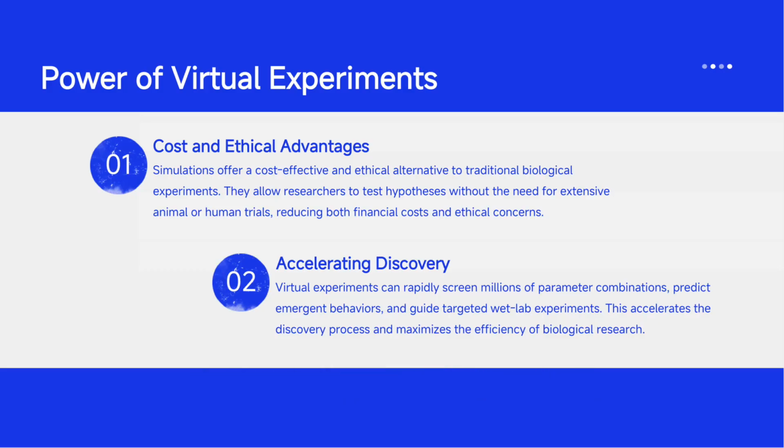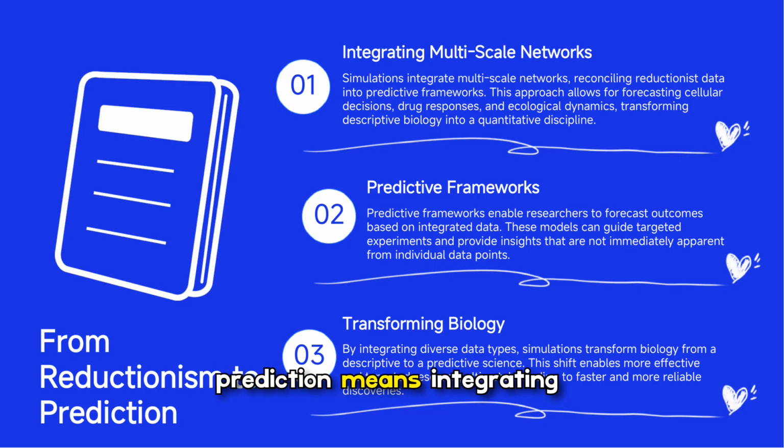and focused. Moving from reductionism to prediction means integrating data across scales, from molecules to tissues, and building predictive frameworks that forecast responses and guide interventions. By combining diverse data types into unified models, simulations shift biology toward quantitative prediction, enabling faster discoveries and more targeted experiments that would be hard to plan by intuition alone.